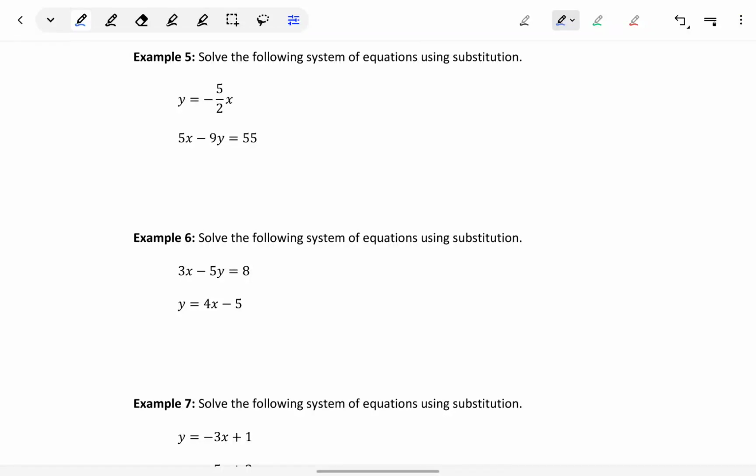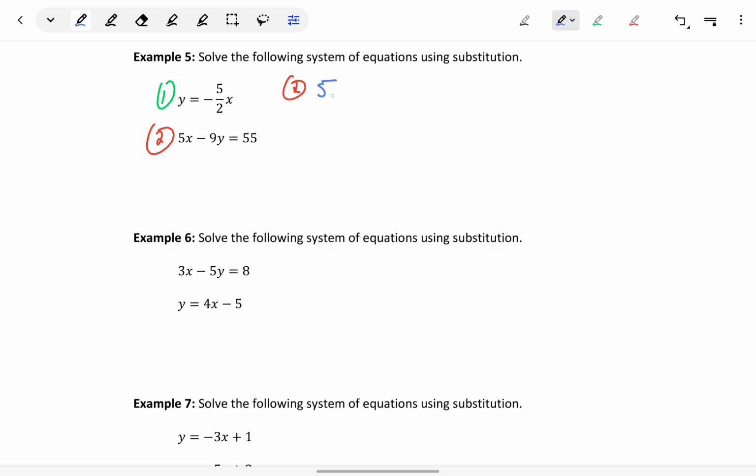Let's look at a few more examples of using substitution to solve a system of equations. It's always helpful to continue naming your equations, 1 and 2, just to help yourself keep them straight. What we'll do in this case is start with equation 2, and we'll substitute negative 5 halves x in everywhere we see y in equation 2.